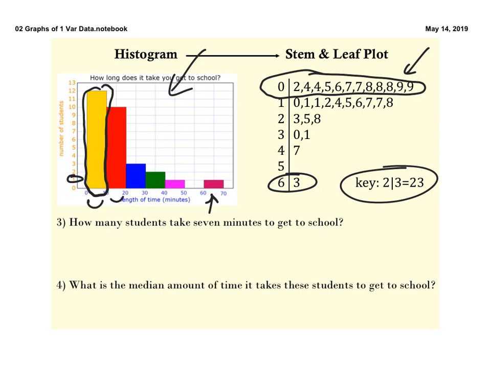How many students take 7 minutes to get to school? Well, I can't tell from this one, but I can tell from this one. 2 kids, see, take 7 minutes to get to school. And I could tell from the stem and leaf plot. What's the median amount of time, that's also known as the middle, it takes these students to get to school? Well, again, the stem and leaf plot's going to be the better way to go.